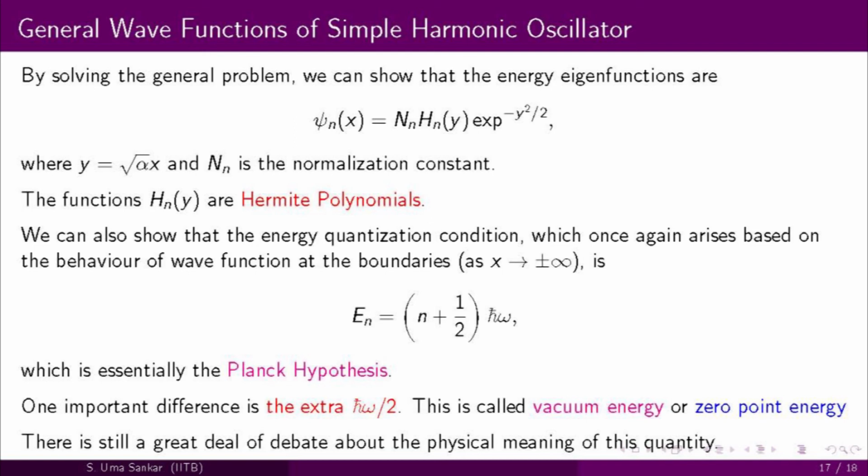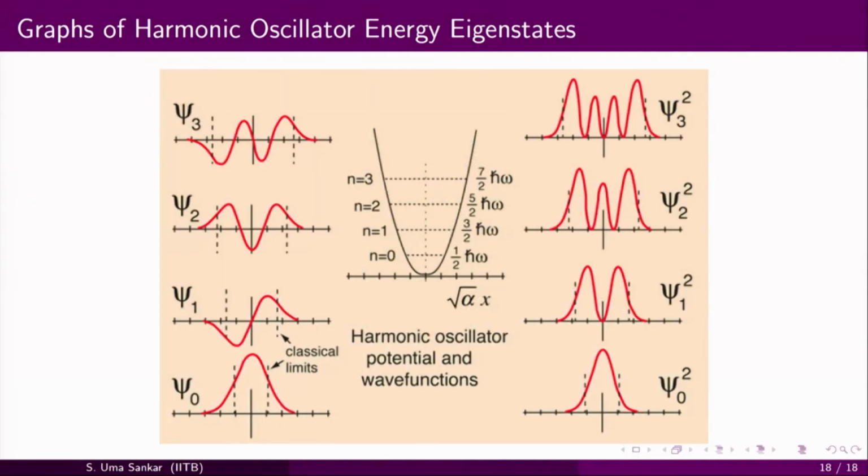Anyway, as far as the Planck hypothesis is concerned, we are interested in energy emissions or absorptions, which means that the differences in energy are given by n h bar omega. In this figure, we see the wave functions on the left hand side, and on the right hand side we see the probability distributions.